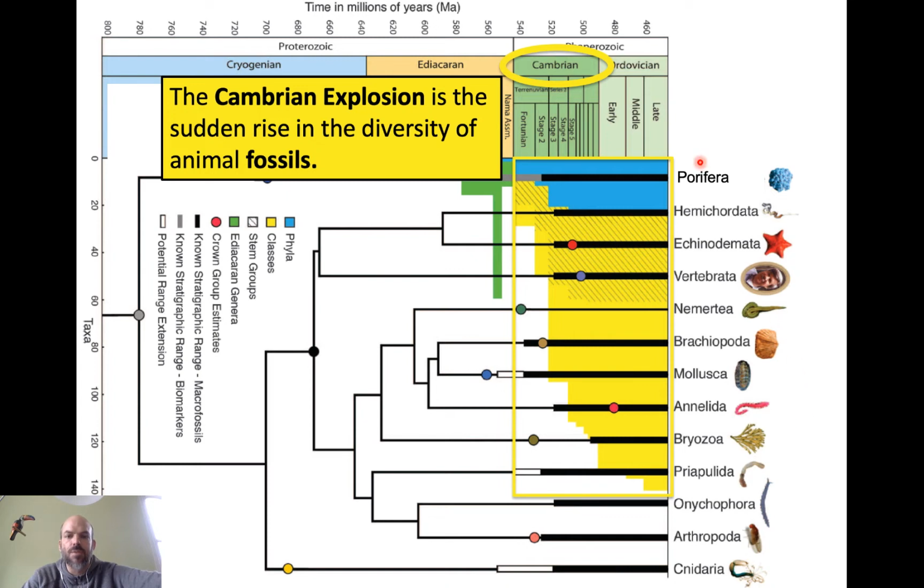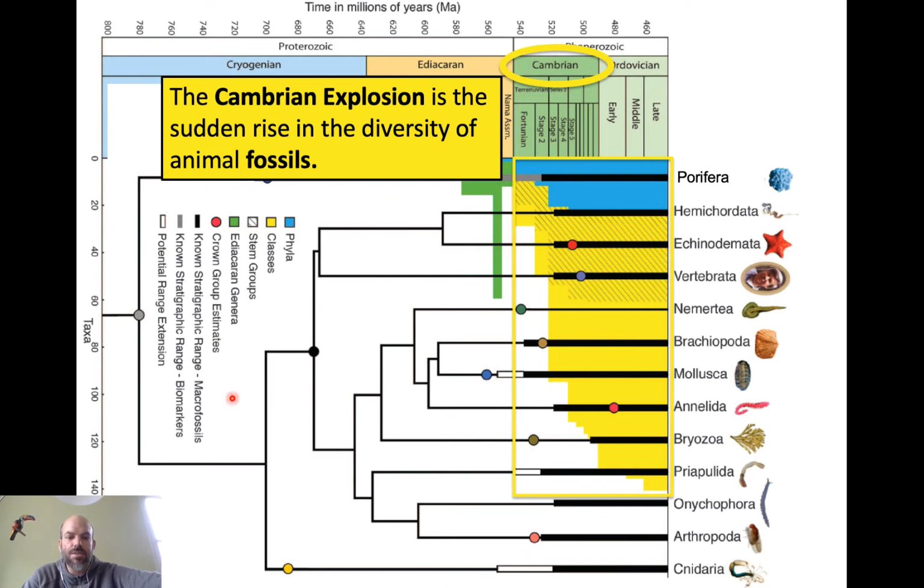So first of all, the Cambrian is a period in Earth history from about 540 million years ago to 480 million years ago. And at the beginning of this Cambrian period is when we see a sudden rise in the diversity of animal fossils. This figure has a lot of information in it, and honestly, it's kind of a lot to take in, so let me walk you through it a little bit at a time.